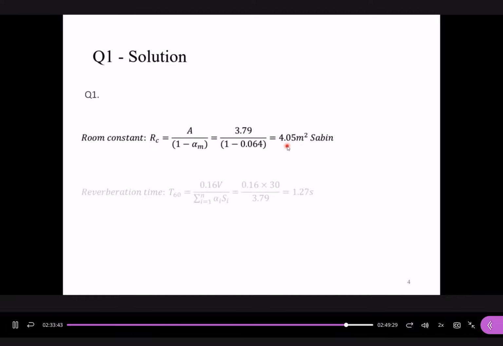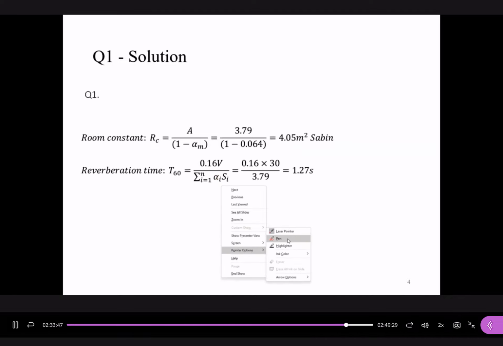Okay, and how about the reverberation time? For the reverberation time, the lower part is equal to A, and the upper part is 0.16 times volume. So at 125 hertz, the reverberation time is 1.27 seconds. You can repeat those procedures to find the values for other frequencies. Okay, any problem for question number 1? I think this is not so difficult. We just follow the standard equations and approaches, and we are able to find the final results.